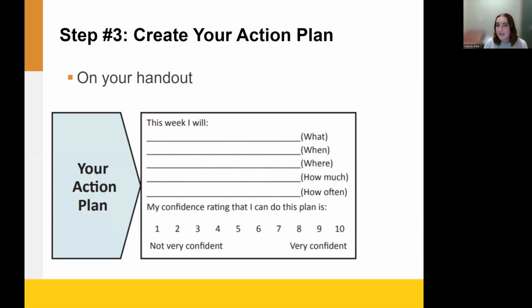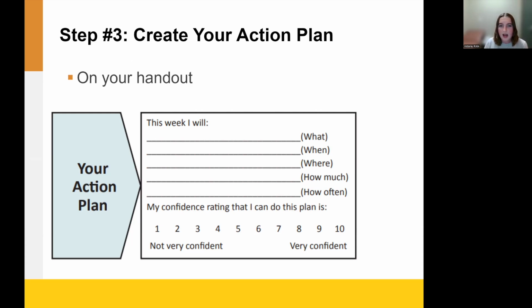Okay, step 3 is to create your action plan. I like to call this the no excuses slide. So this is really the who, what, where, when of goal setting. It's going to give us all the information that we need to help create an effective goal. So for example, if my goal is to begin a regular resistance training workout regimen, this is an example of what my action plan may look like.